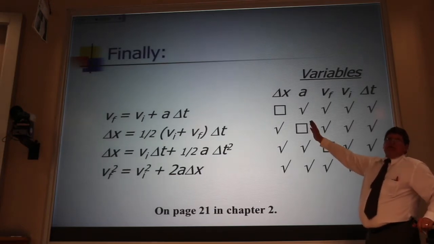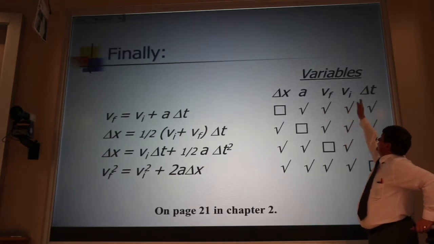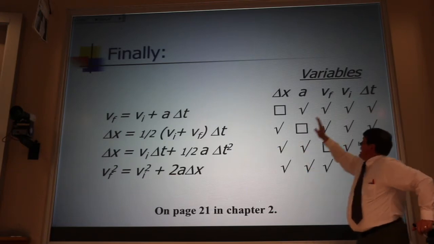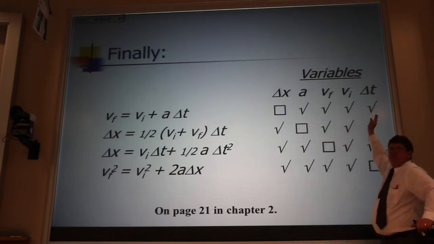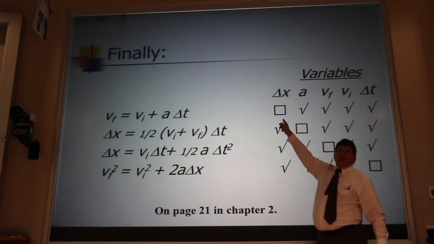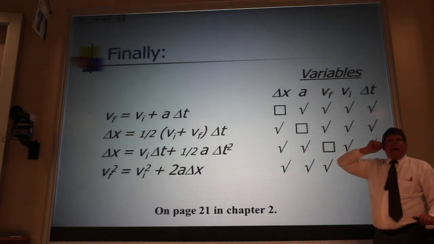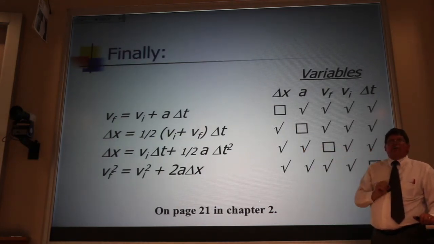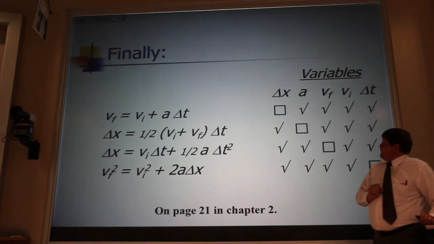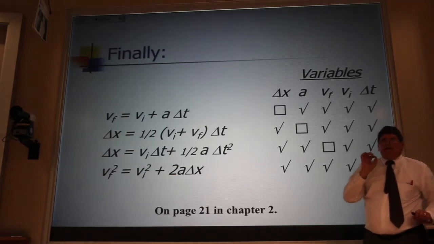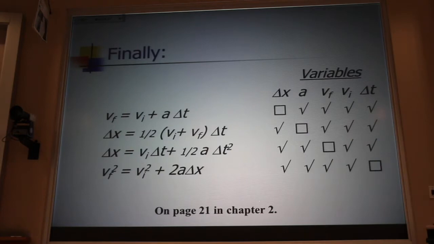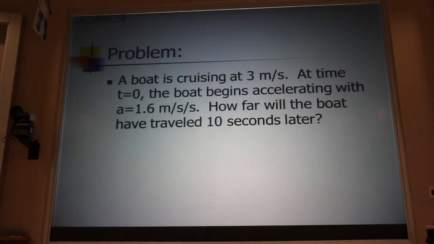In kinematics, in motion, there are 5 players, 5 variables. And each one of these equations has 4 of those variables and is missing one. Okay? And that tells you which equation you're going to plug and chug into. The one that gives you the right variables. Now, here's how we solve this problem without thinking. I want everyone to turn off your brain and just follow the recipe.